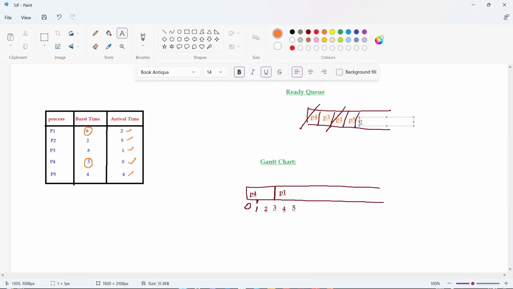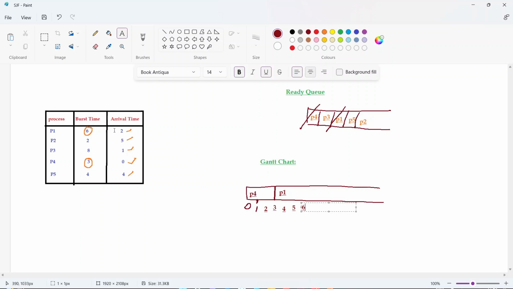Okay, so we need to check multiple things in parallel here. At each second, check whether any process is arriving or not. If it is arriving, add it to the ready queue. But we need to continue with the present process which is already there in the Gantt chart. Until and unless it has finished its execution, we should not release the CPU. Alright, I hope you are all understanding. Now P1 has executed for 2 seconds, but it requires 6 seconds. Let us continue, 1 more second it will execute.